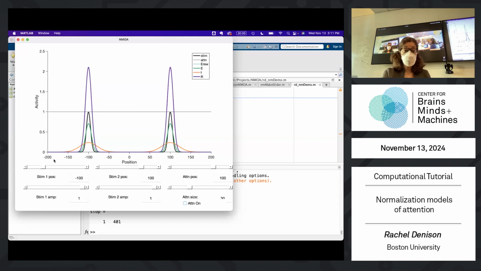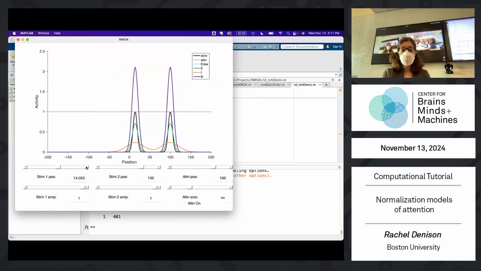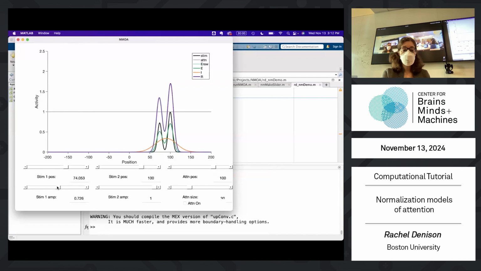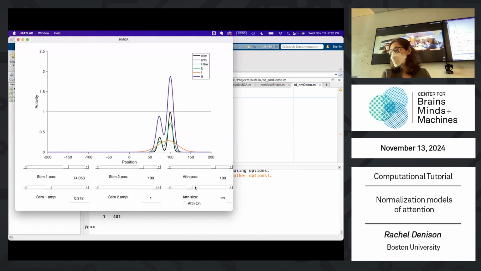What we can see here is that if we move our stimuli around, you can do this with the sliders, you're going to get changes in how these are interacting. Once they start getting close together, interesting things start happening. You can adjust the amplitude of these stimuli by using these bottom sliders here. And like I said, we're going to get to attention later. But right now, just take a minute to familiarize yourself with this.